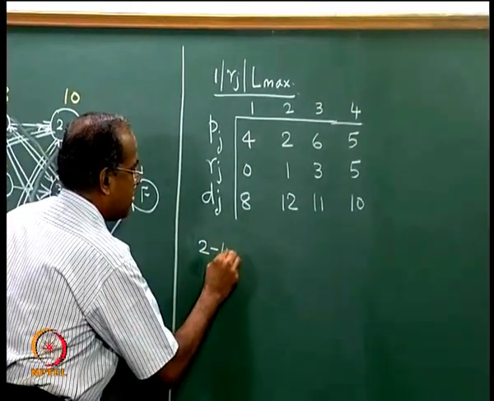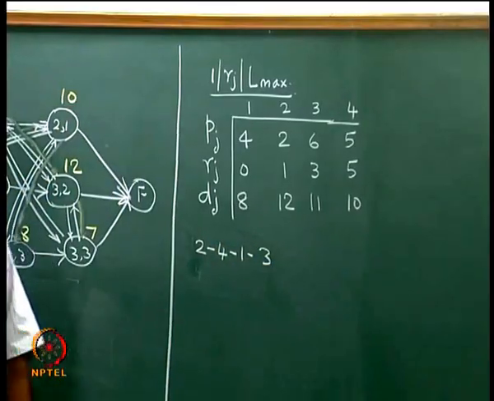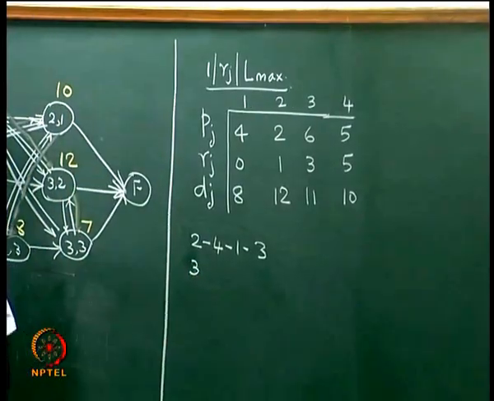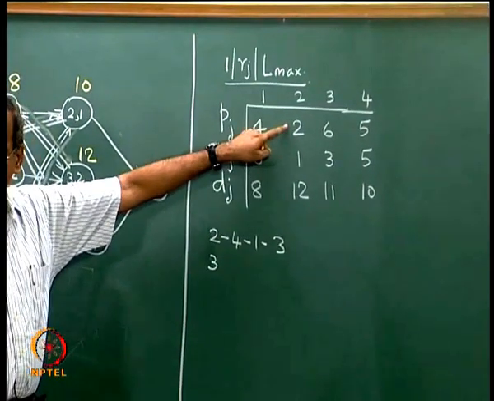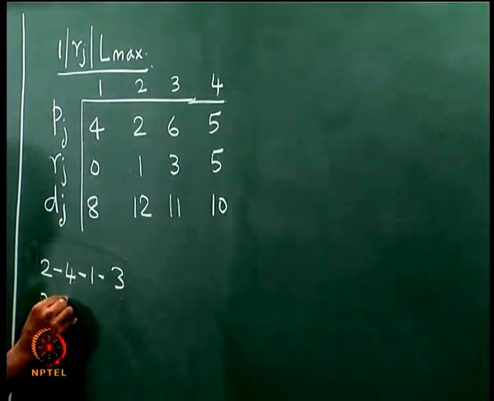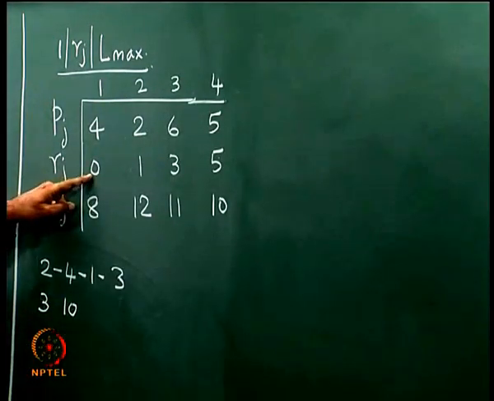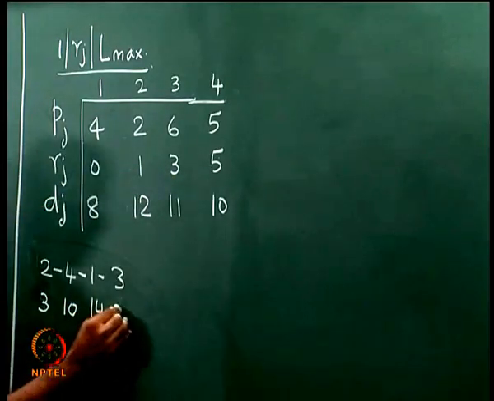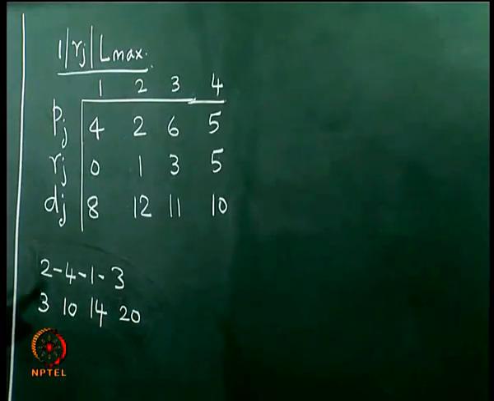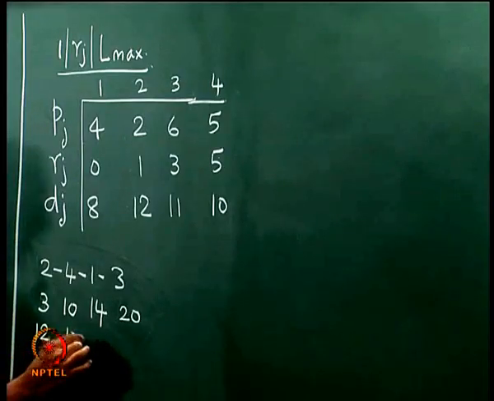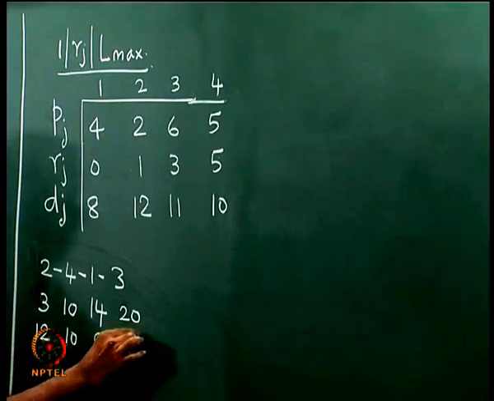2, 4, 1, 3, job 2 starts at 1, so finishes at 3, because it arrives at 1, takes 2 more units, finishes at 3. Job 4 arrives at 5, takes 5 more units, finishes at 10. Job 1 is available at 0, so 10 plus 4 is 14. Job 3 is available at 3, 14 plus 6 is 20. So, these will be the completion times. Now, the due dates will be 12 here, for job 4 it is 10, for job 1 it is 8, for job 3 it is 11.